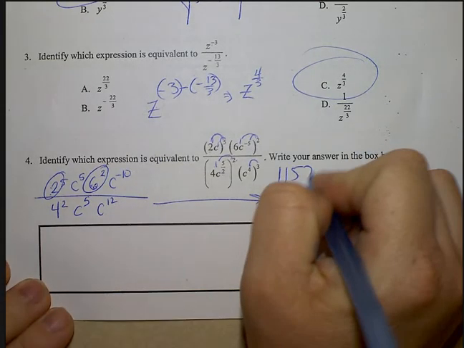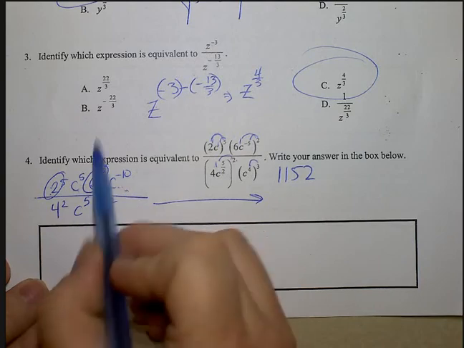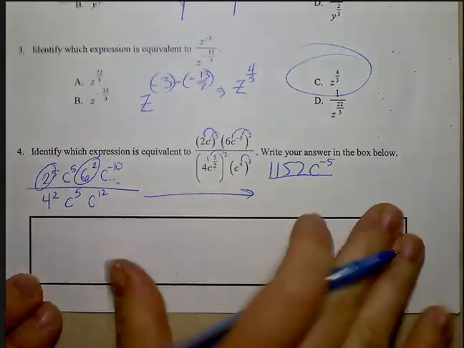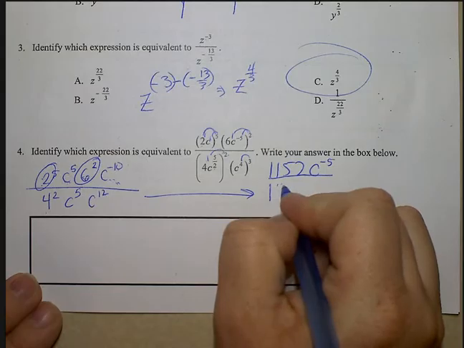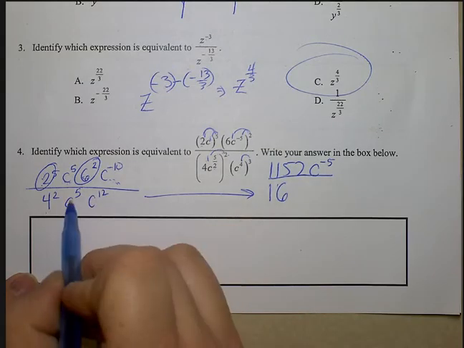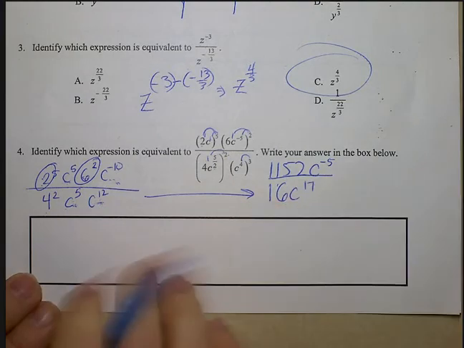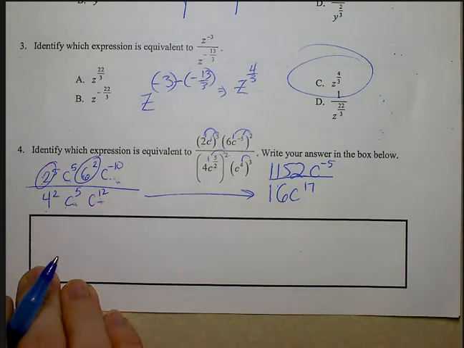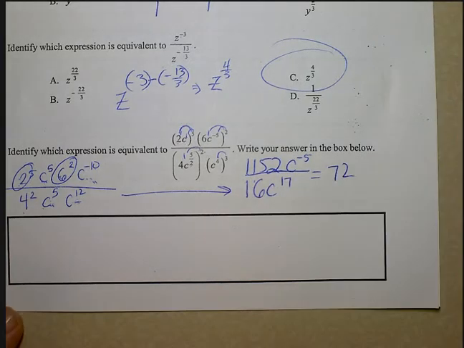Okay? And when you have the same base and you are multiplying, you're going to add the exponents. 5 plus negative 10 is negative 5. 4 squared is 16. Same thing, same base, and we're multiplying. I'm going to add the exponents. So what more can I do? Please take 1152 over 16 and see, does it reduce the fraction or is it a nice integer answer? 72.